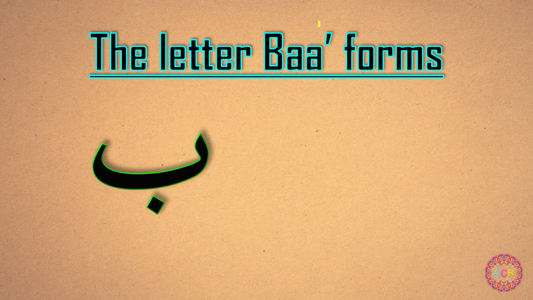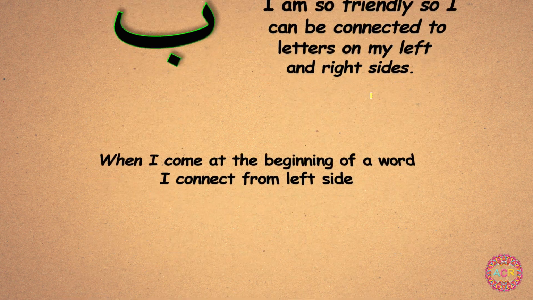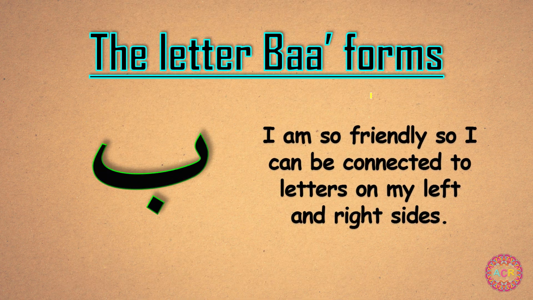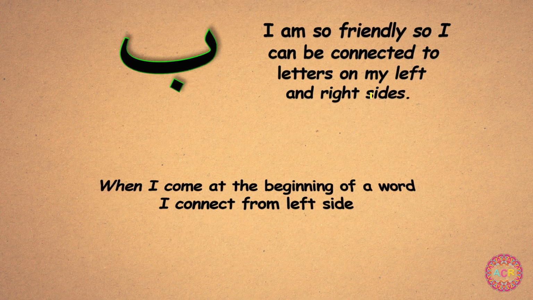Now we're going to talk about the forms of the letter ba. In English, when I write any letter, let's say the letter B or C, it doesn't matter whether it is at the beginning, in the middle, or at the end. It's the same. You can recognize it very easily. But in Arabic, no. The Arabic letter changes its shape, its form, from the beginning to the middle to the end. Here the letter ba says, I'm so friendly, so I can be connected to letters on my left and right sides.